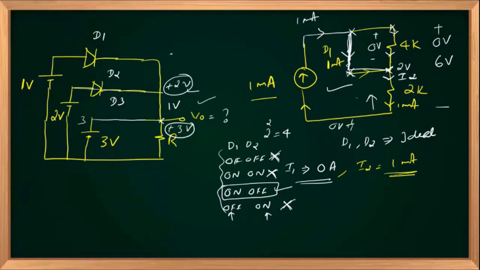If you are marking output as plus 1 volt by turning on diode D1, shorted, then D2 also turns on, output demands 2 volts. D3 also turns on, output demands 3 volts. That is not a stable state. So the only stable state is D1 and D2 remain in off state, and D3 turns on. And this output V out becomes equal to 3 volts.